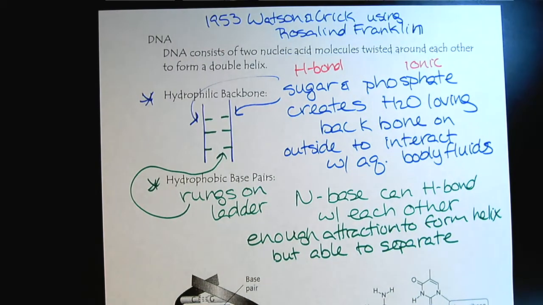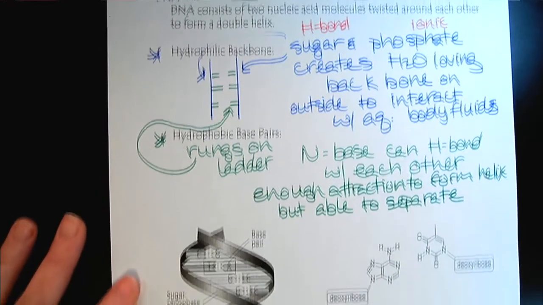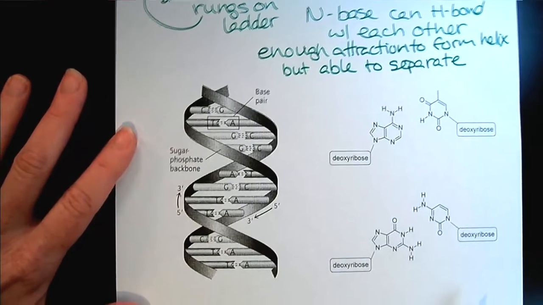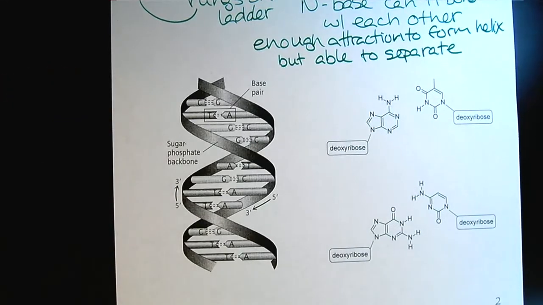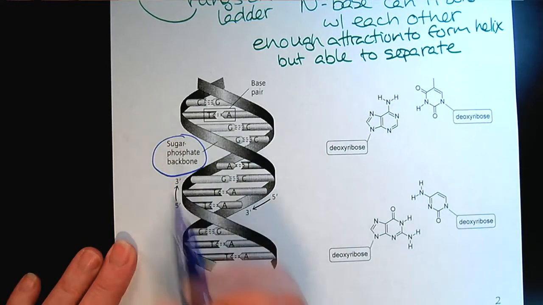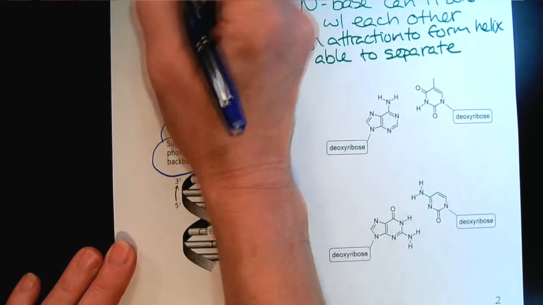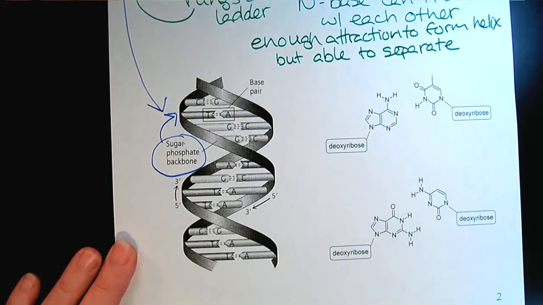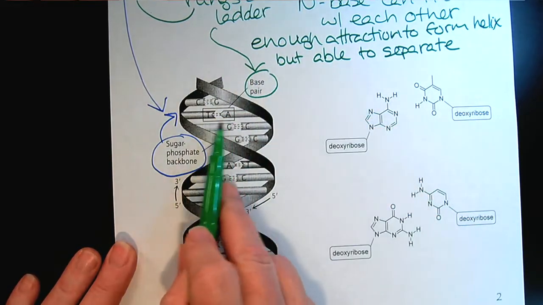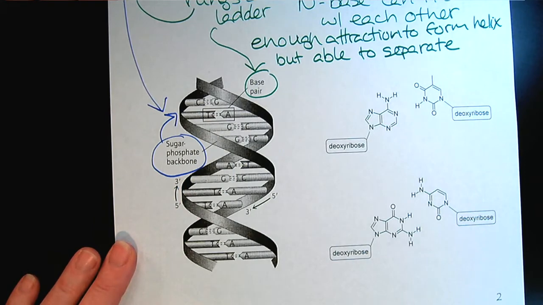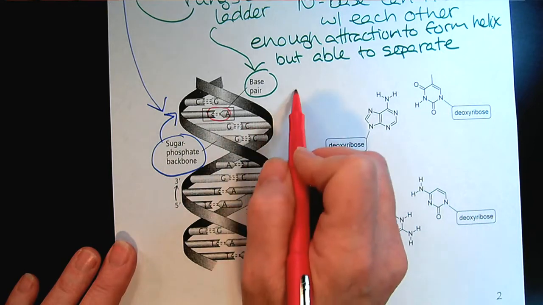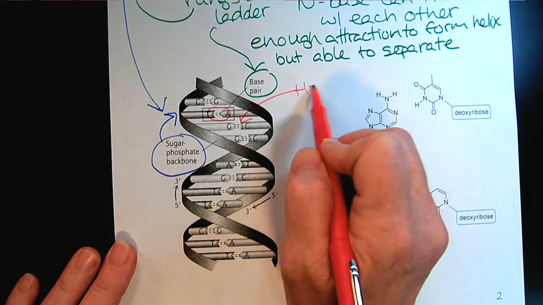Okay, so we've talked about it in a description. Now let's actually look at the structure, right? So here we see the hydrophilic sugar phosphate, right? That's the backbone there. And then we see the nitrogenous base pairs forming the rungs to the ladder. And then inside here, right, this is representing the dashed lines are the H bonding.